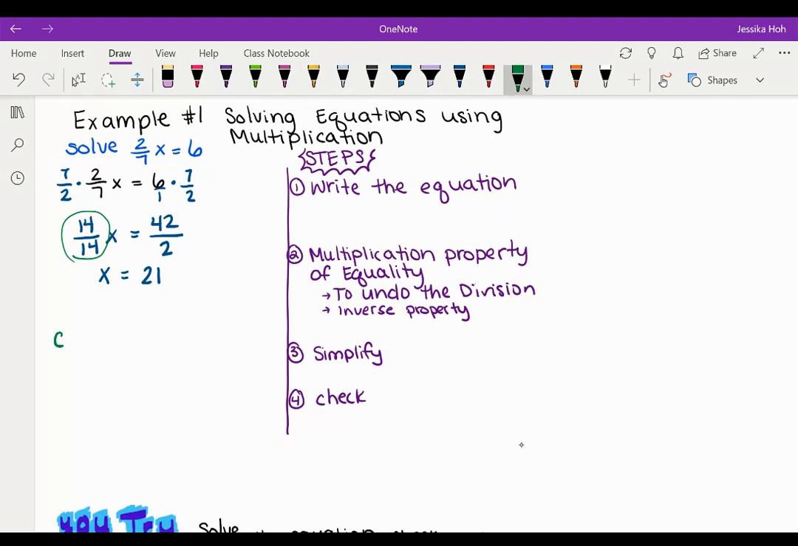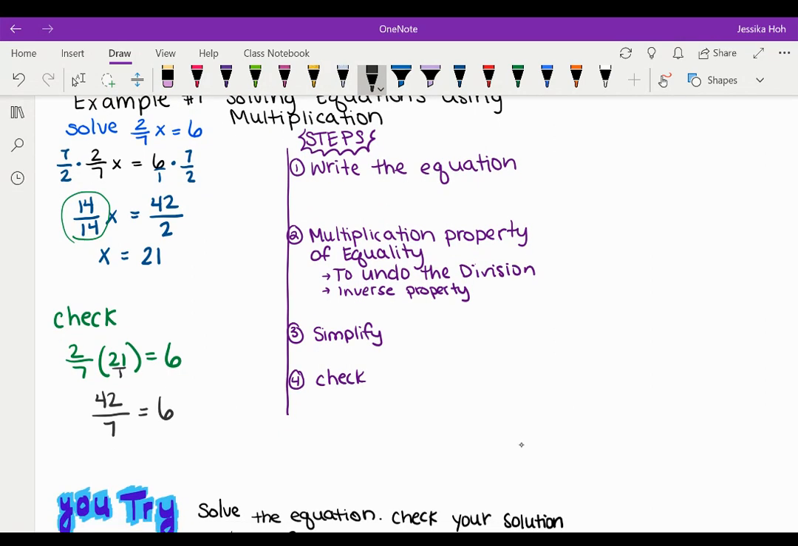To check my answer, I'm going to plug in 21 for x. So 2 over 7 times 21 equals 6. So I can put a 1 underneath. So 2 times 21 is 42. 7 times 1 is 7 equals 6. And then 42 divided by 7 gives me 6, so 6 equals 6.